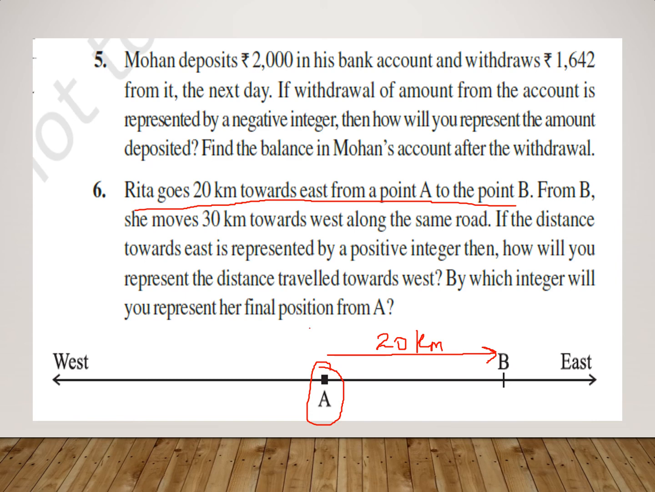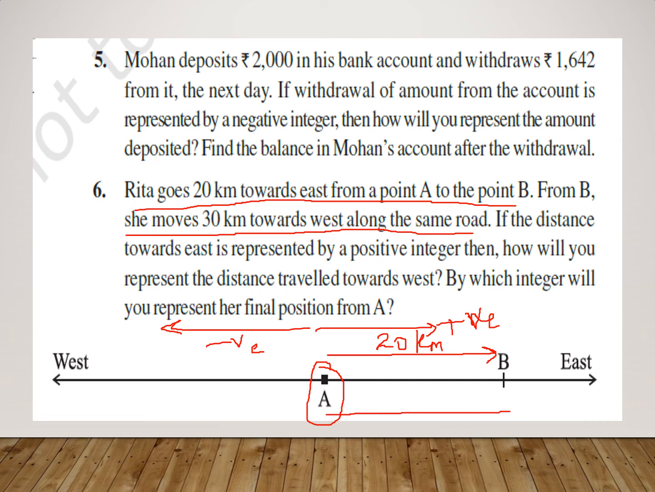Now let us first have the sign convention. Suppose I take this direction going as negative and this direction going as positive. We have to consider it. It will help us to understand the question simply. Now, from B, she moves 30 kilometers towards west along the same road. On the same road, from point B, she goes 30 kilometers back.